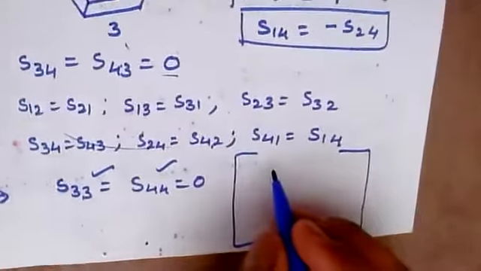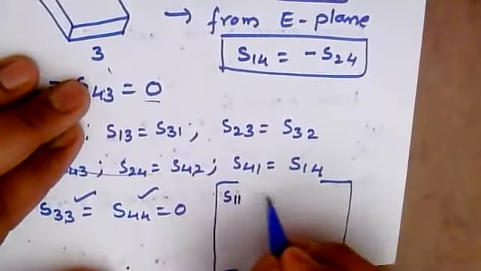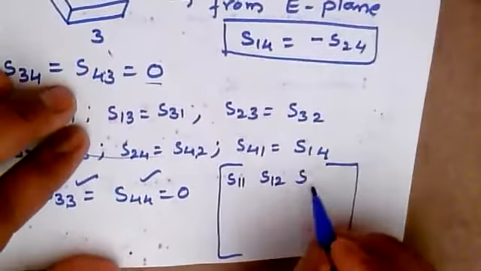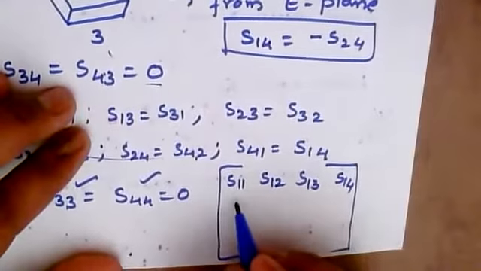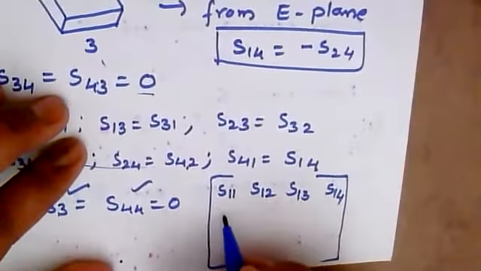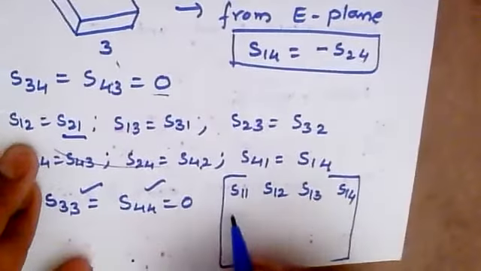So I'll be writing whatever values we have got. S11 as it is we get. So the first row will be S11, S12, S13 and S14 as it is here. And we get here S21. Instead of S21 we can replace it, S21 can be replaced by S12 here.